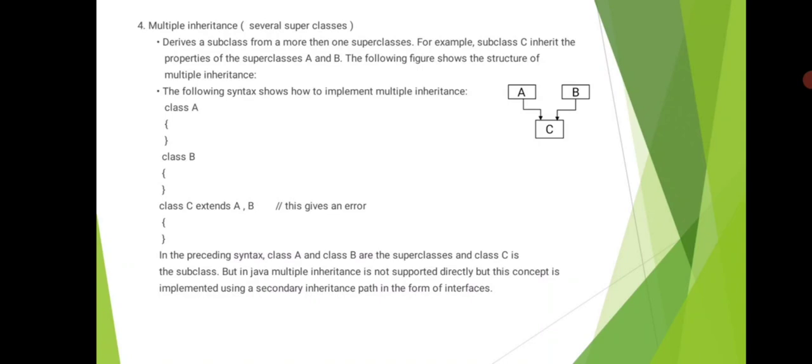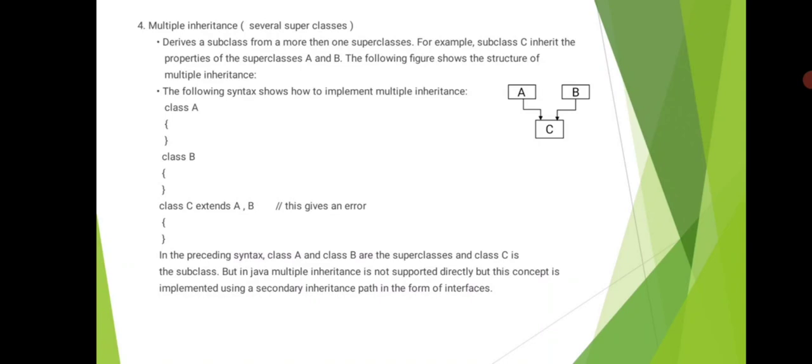The following figure shows multiple inheritance, and the syntax is class A, class B, both superclasses, and class C which extends A comma B. This is not supported by Java because it gives an error. The extends keyword will not allow more than one class to inherit. So this concept is implemented through interfaces. Next we study interfaces in the next session, so that time we can implement this multiple inheritance directly. Multiple inheritance is not supported by Java.